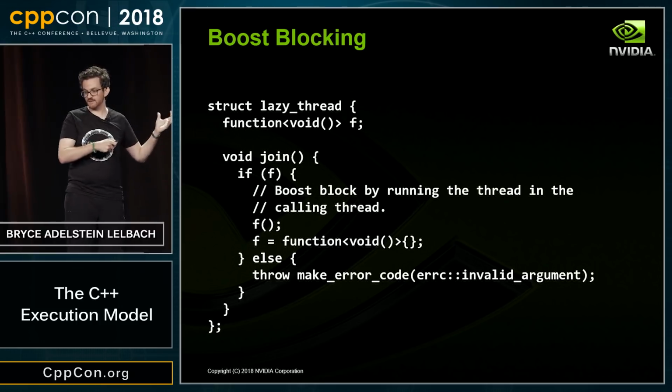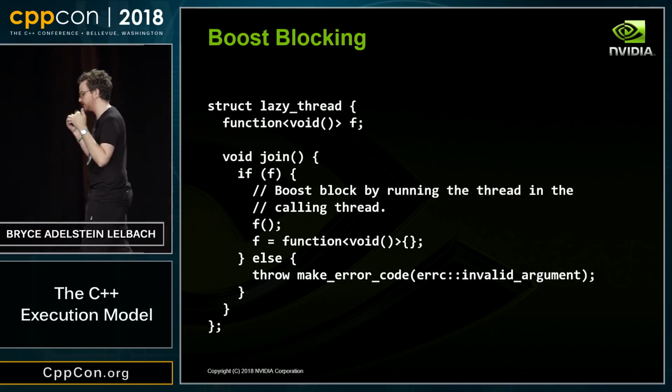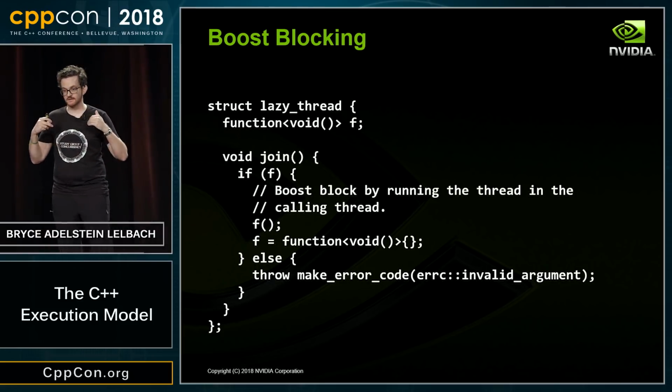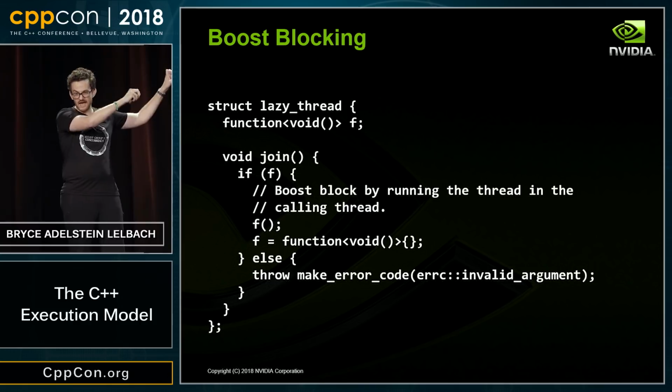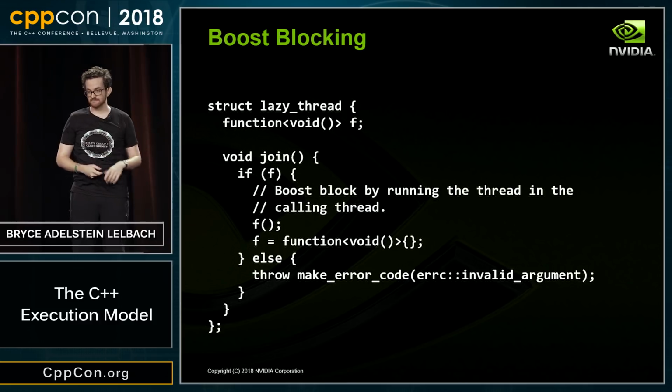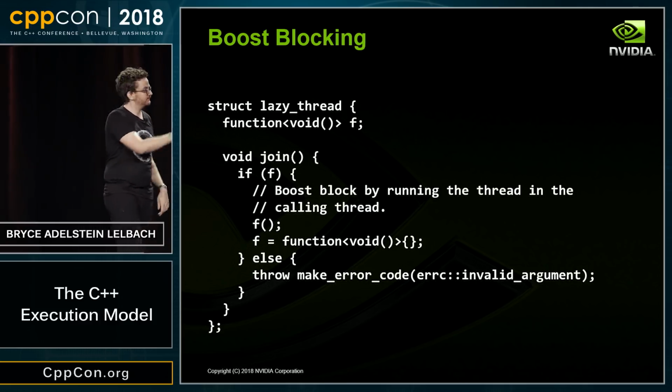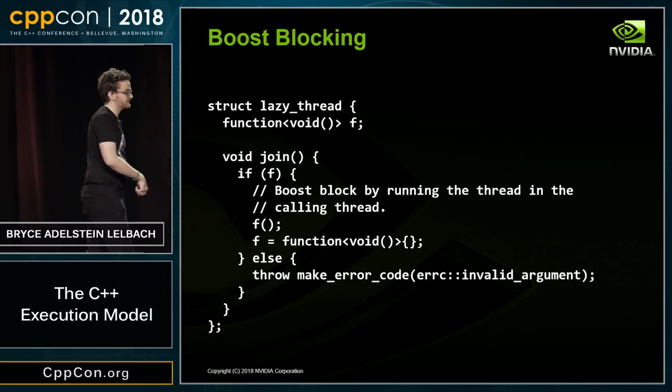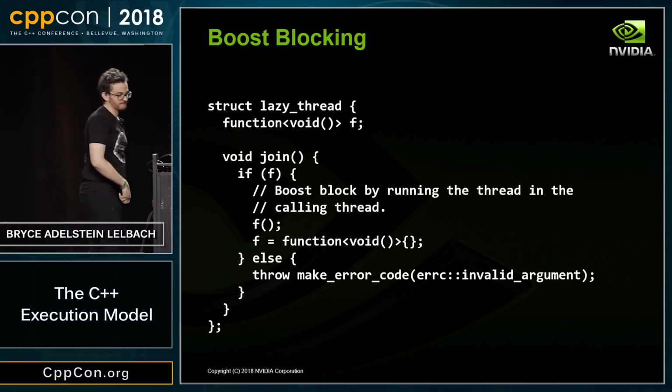And this would be boost blocking, because whatever my current forward progress guarantees and my current calling thread of execution are, this thread, the conceptual thread that executes this function, will run with those forward progress guarantees. And otherwise I just throw, because that's what join does if you call it twice. And I assign it out to be something that will return false here.